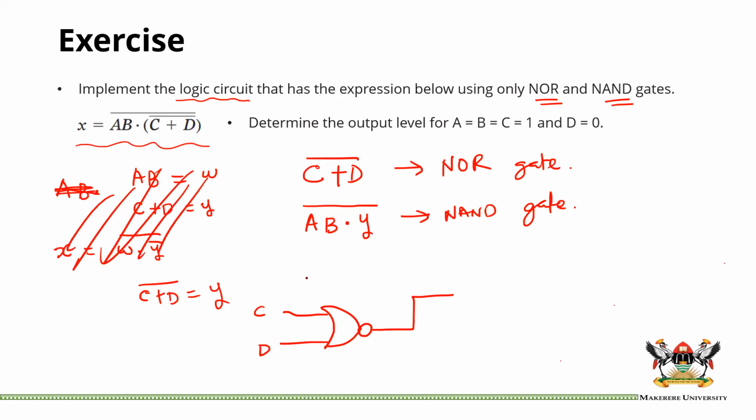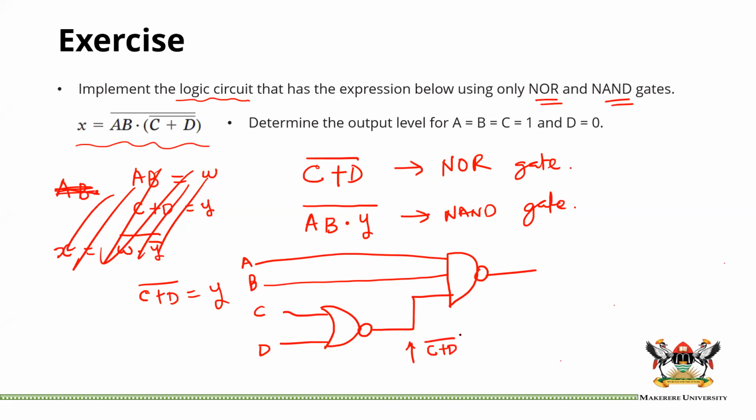And then I'm going to have a NAND gate that has A and B and this term, which is C or D, bar, which is C NOR D. So instead of saying C or D, we say C NOR D. And we can also use the term NORD. Okay, we can say that C is NORD with D, something like that.